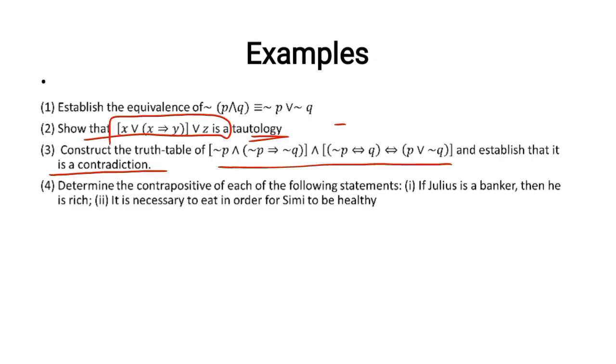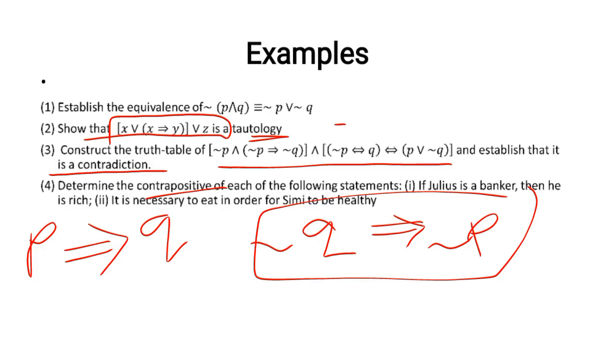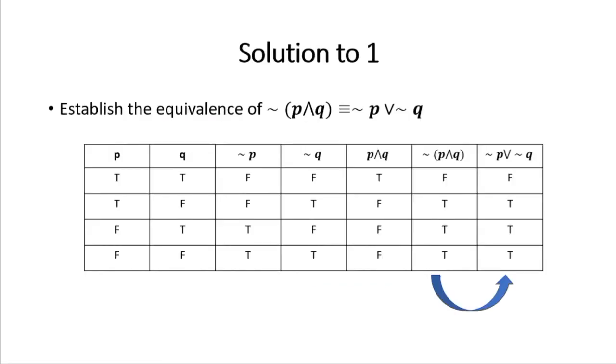The next one says determine the contrapositive of each of the following. So what is a contrapositive? Remember, for a conditional statement you have P implies Q. We said you flip it first, and because it is a positive statement, you negate the two of them. That's the contrapositive. I think I missed out a 5th question, but let's continue, and if it comes up, we solve it. Okay, let's go on now.